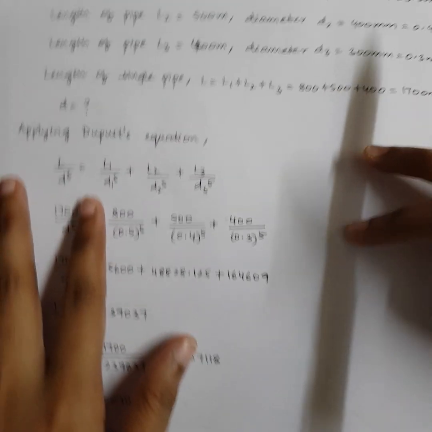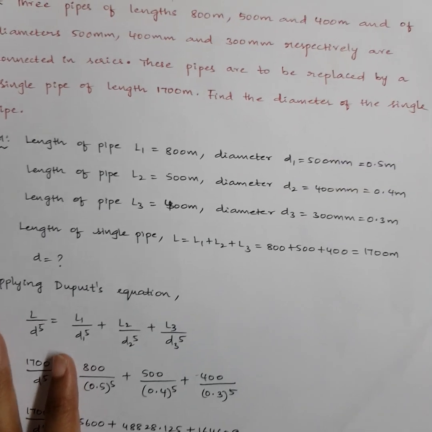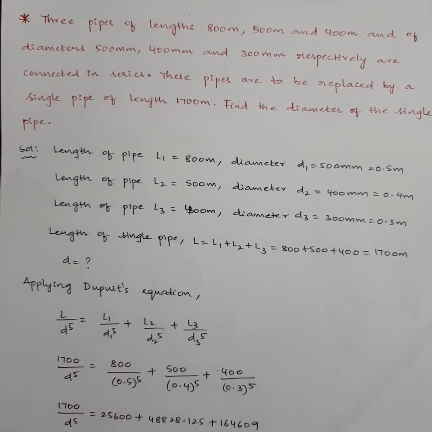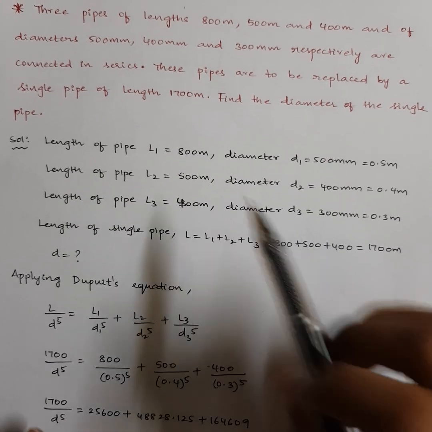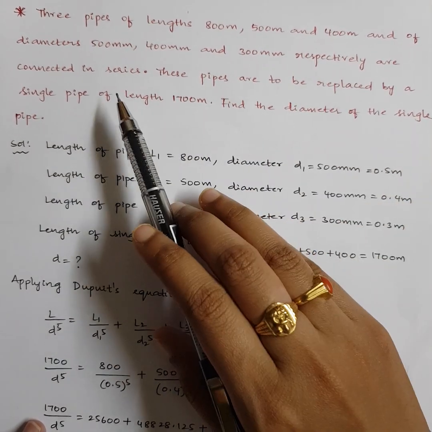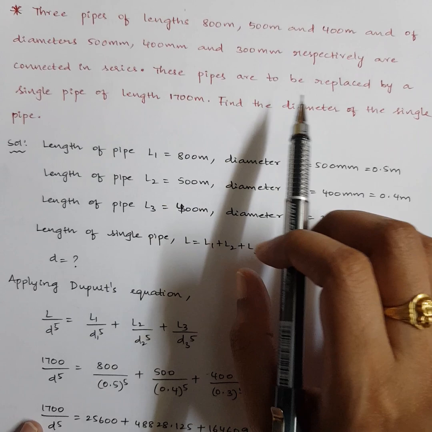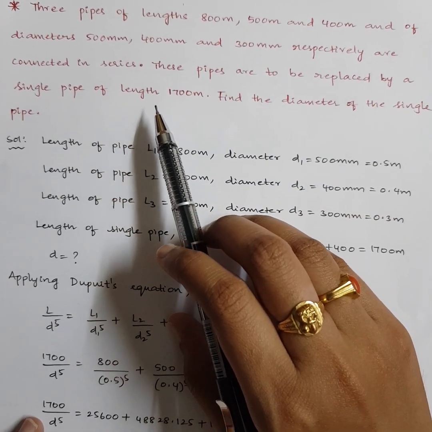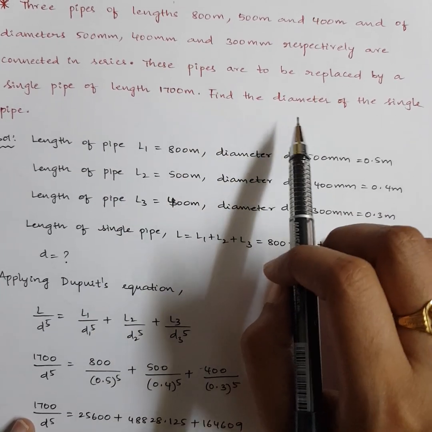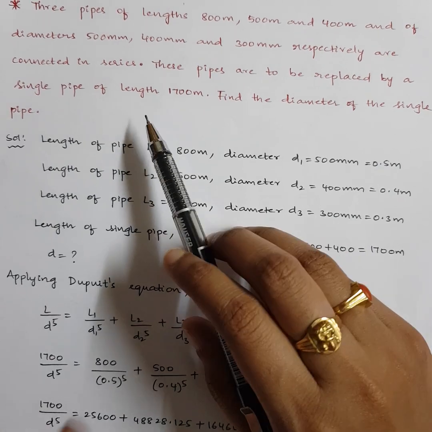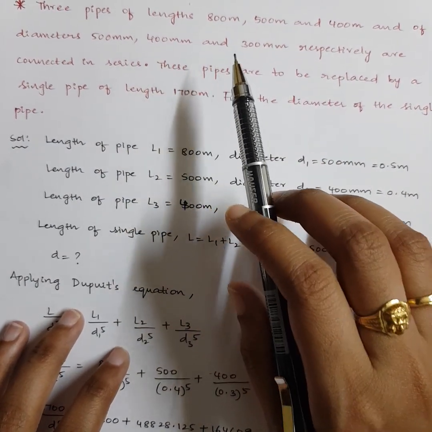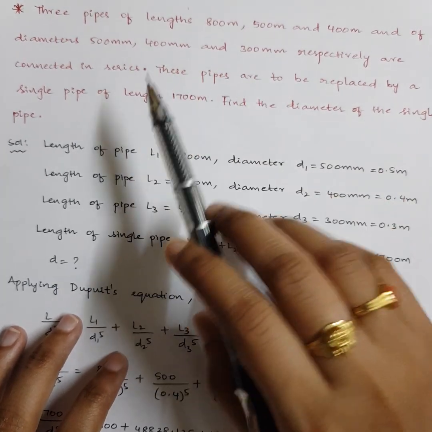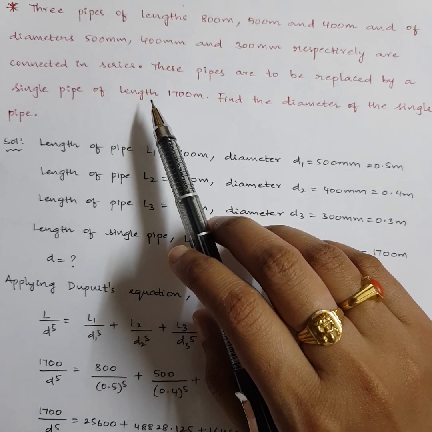Right, so I have a numerical related to equivalent pipe. Three pipes of lengths 800 meters, 500 meters and 400 meters, and of diameters 500 mm, 400 mm and 300 mm respectively, are connected in series. These pipes are to be replaced by a single pipe of length 1700 meters. Find the diameter of the single pipe. So it's very clear, we have 3 pipes with lengths and diameters given. He clearly told that these 3 pipes are replaced by a single pipe, meaning it is an equivalent pipe concept.